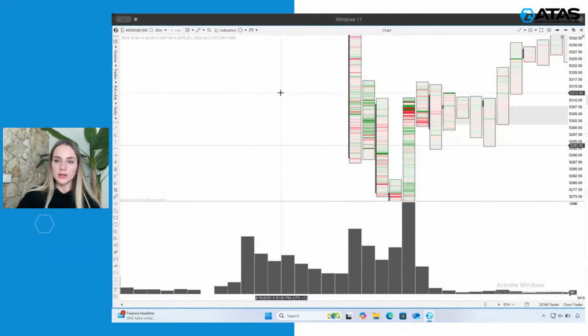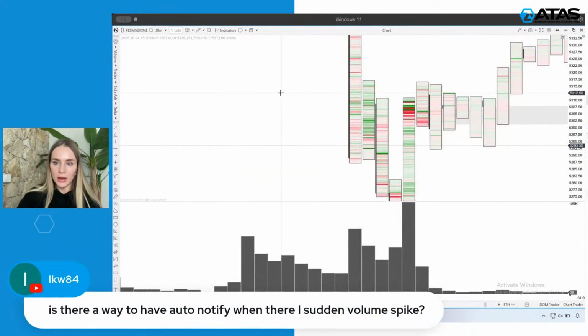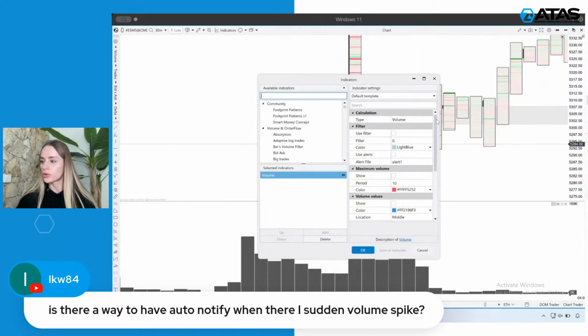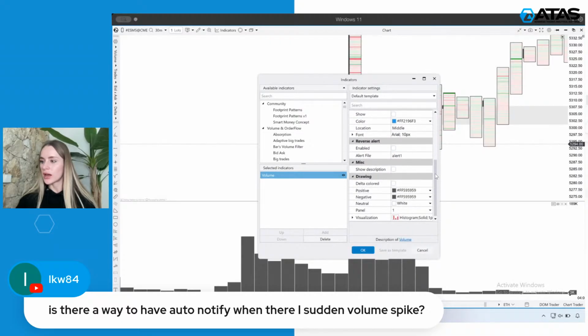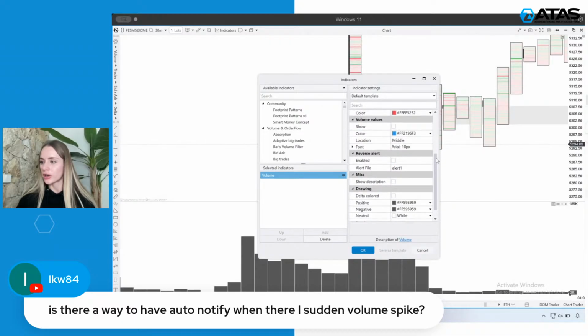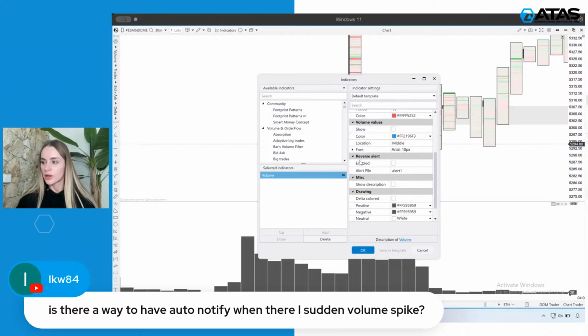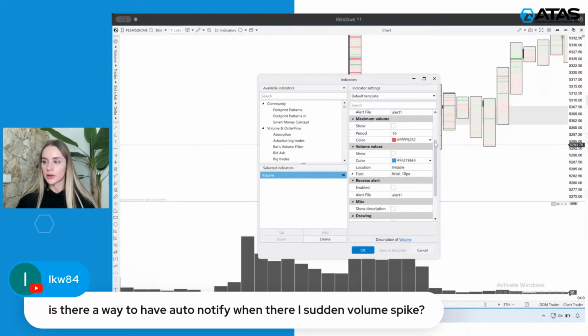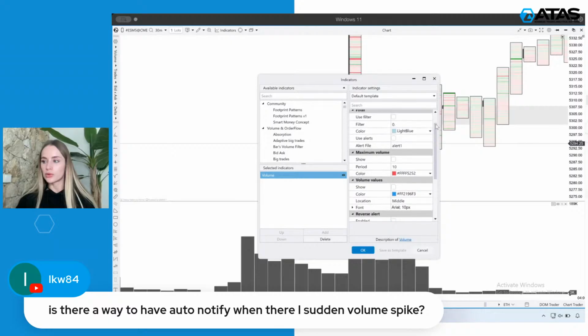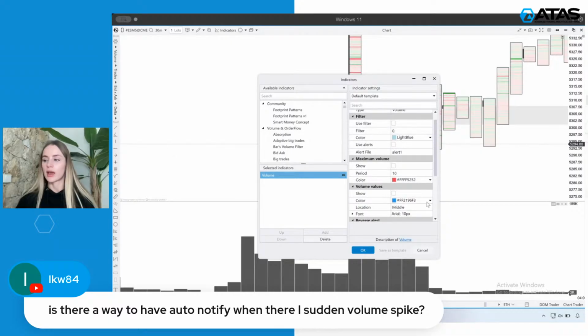Let me see the charts. Is there a way to notify when there is a volume spike? If you go to the settings of your volume tool on ATAS, you can go down and enable alerts. So you can enable reverse alert when the volume reverses, and it's going to help you to be notified when something happens.